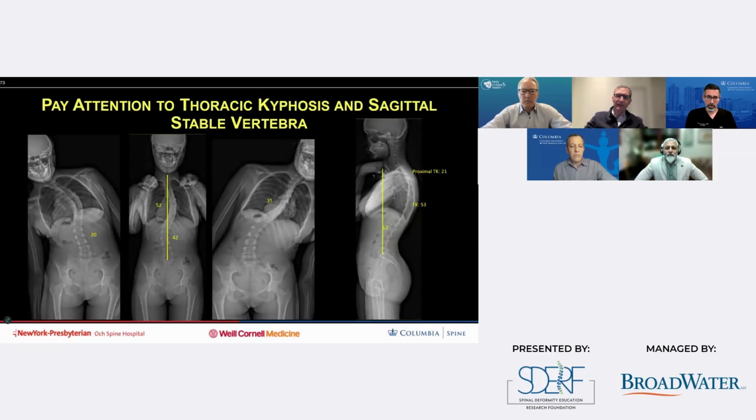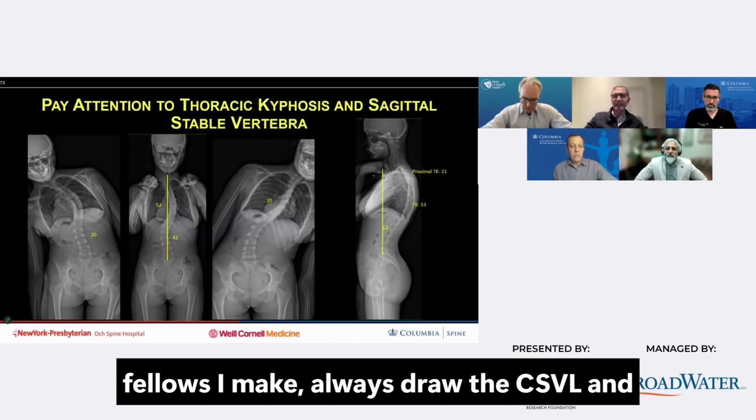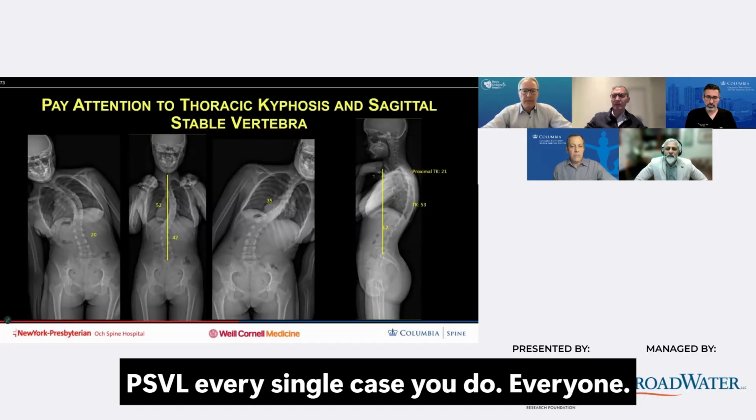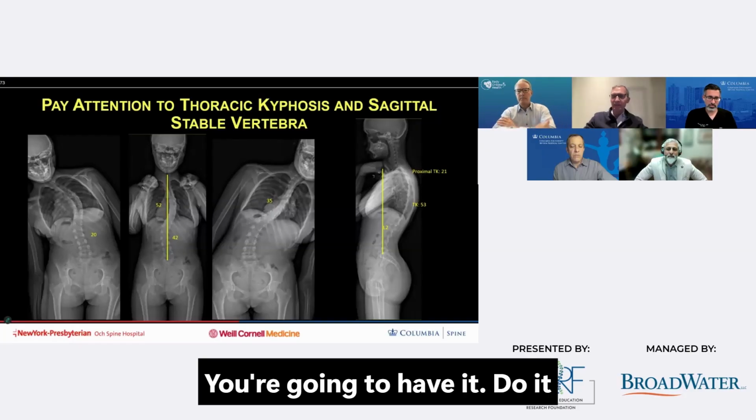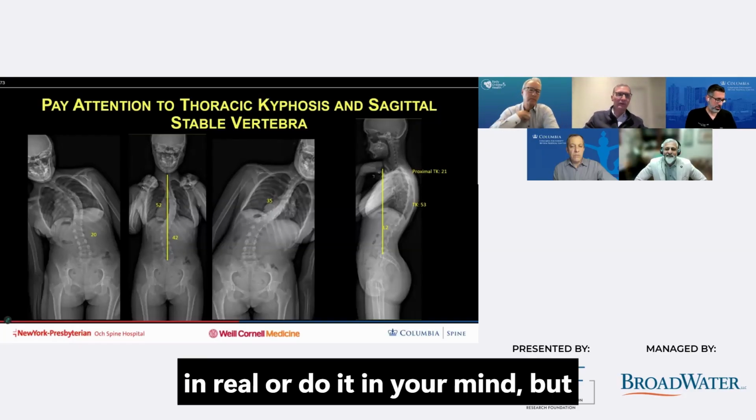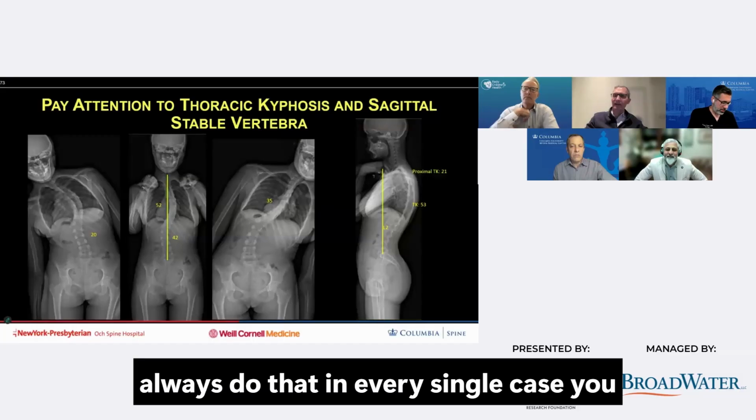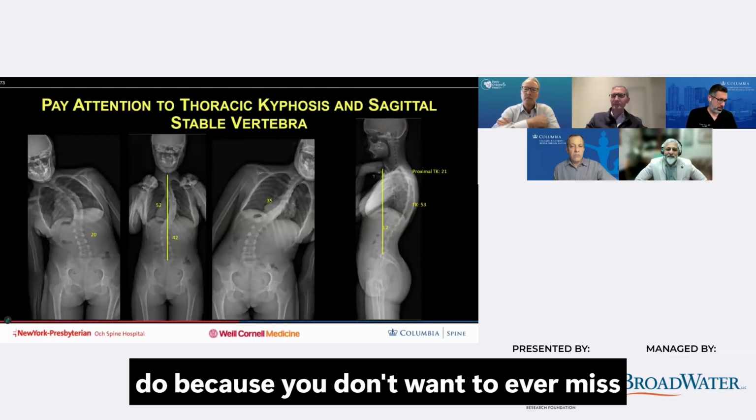Fellows, I always make you draw the CSVL and PSVL in every single case you do. Everyone, you're going to have it. At least do it in real life, or do it in your mind. But always do that in every single case you do, because you don't want to ever miss this.